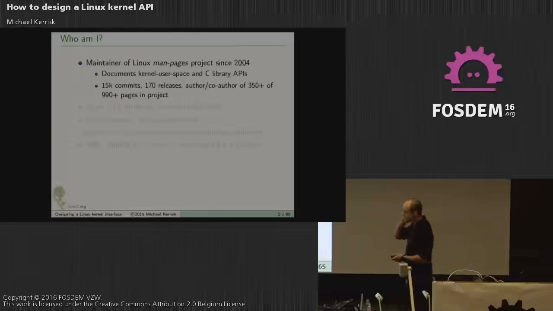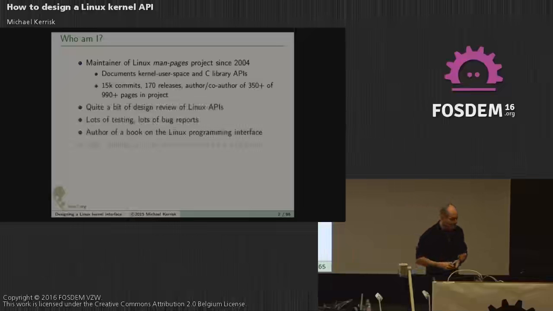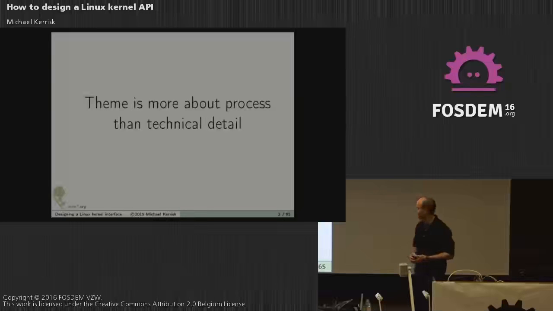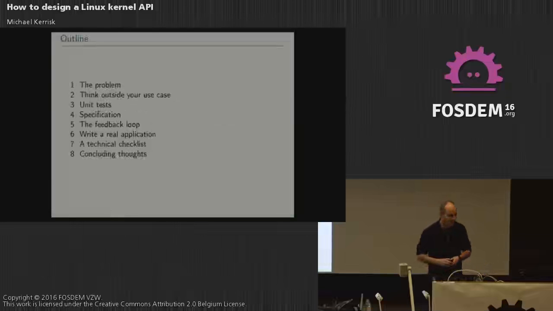Okay, so just a little bit about myself. I'm the maintainer of the Linux man pages project. I've been involved with that project for about 15 years now. I write a lot of what some of you folks probably read from time to time. I spend a lot of time looking at APIs. I have done a lot of API design review testing over the years. I wrote a book about APIs for Linux as well. So a lot of looking at APIs for quite a long time and seeing some things that happen again and again. As I said already, this is mainly a process talk, not a technical talk.